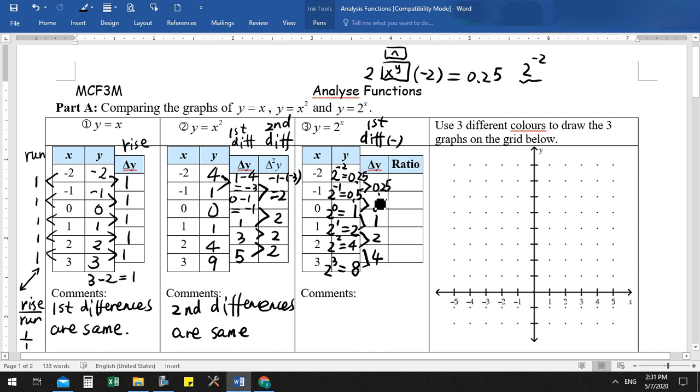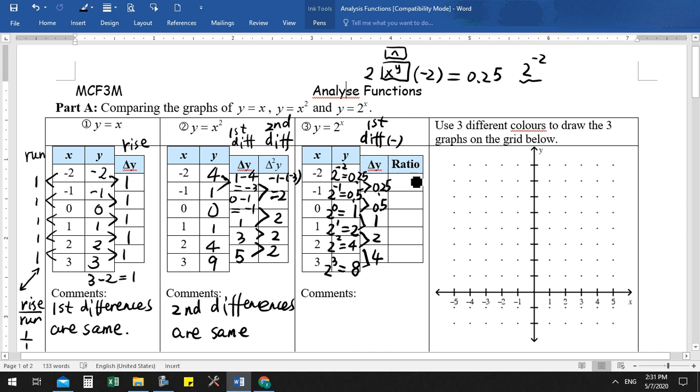Then we are going to see if we continue to find the second difference. Since you will see they are repeating, it will give you 0.25, 0.5, 1, 2. So you will never ever have the same differences.